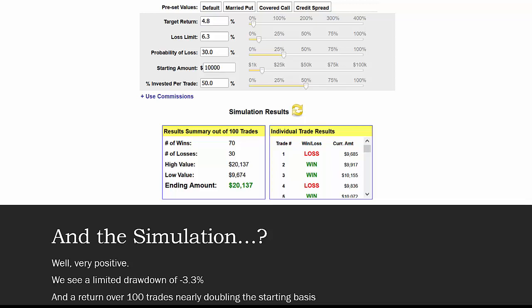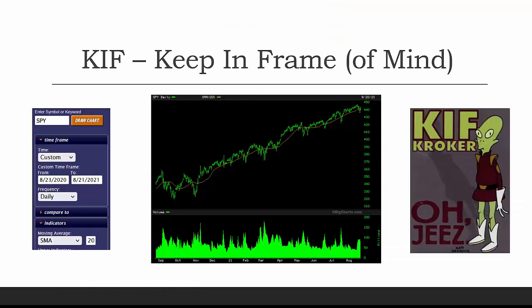Now, you've heard the rule KISS, keep it simple, simple, or another version of it. For this exercise, we're going to go with KIF, keep in frame of mind. From August 23rd, 2020 to 8/21/2021, this is what SPY did, the broad market view. It goes lower left to upper right with some big hiccups in the middle there of September 2020. Remember that 10% decline we had in the market, a recovery to October, and then sort of a fall again in November leading up to the election and other events.